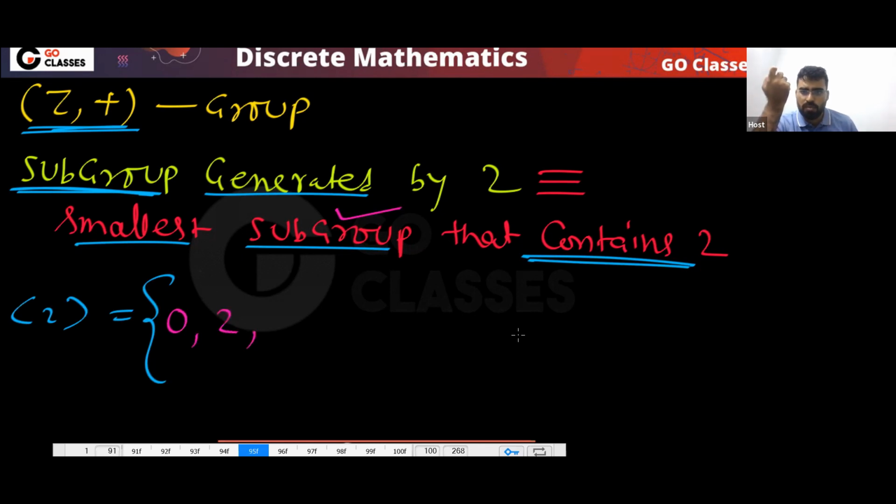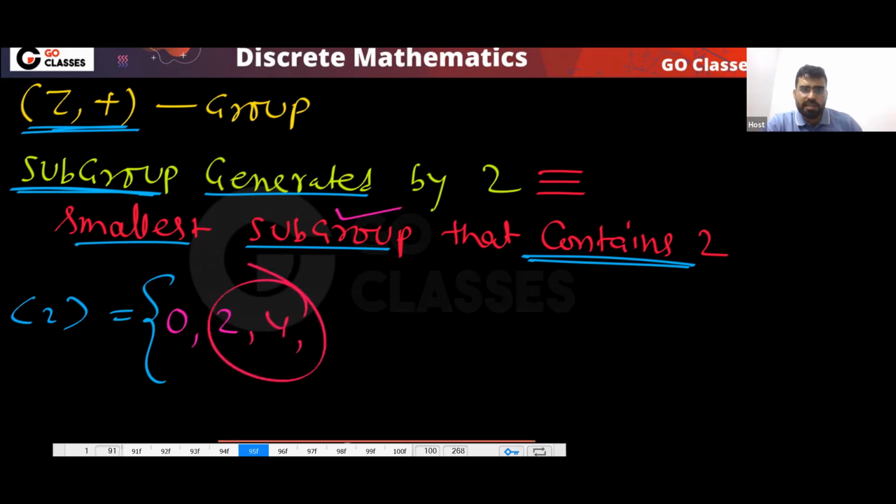Karan आया है तो अर्जुन भी आएगा. You know that movie, Karan Arjun. So if 2 is there, then 2 plus 2 also will be there. Because 2 is there, 2 plus 2 also will be there. Karan आया है तो अर्जुन भी आएगा, right?